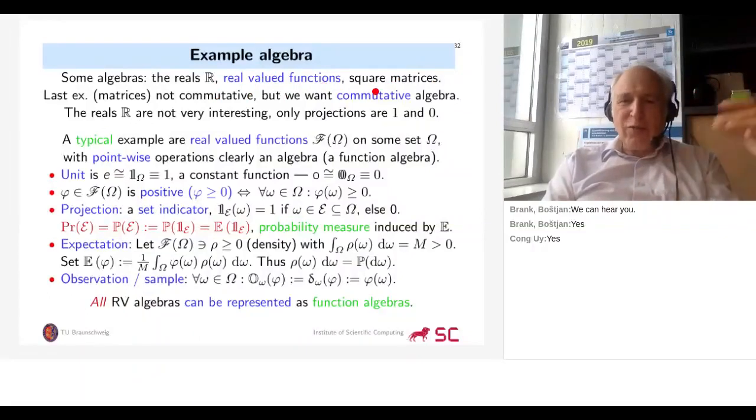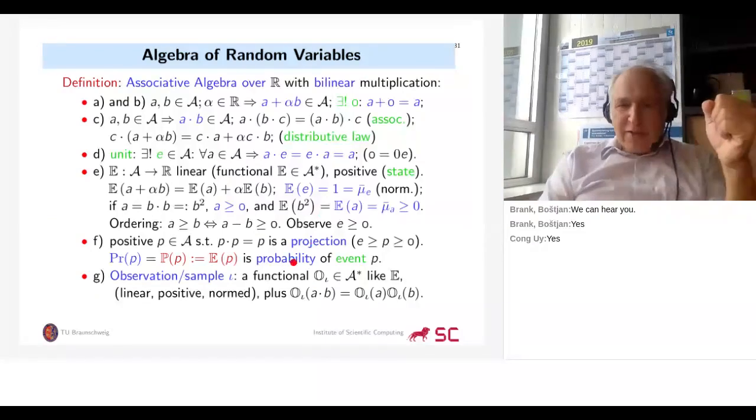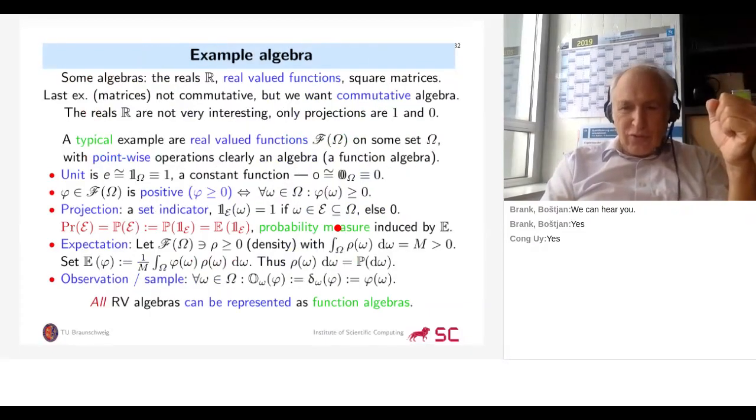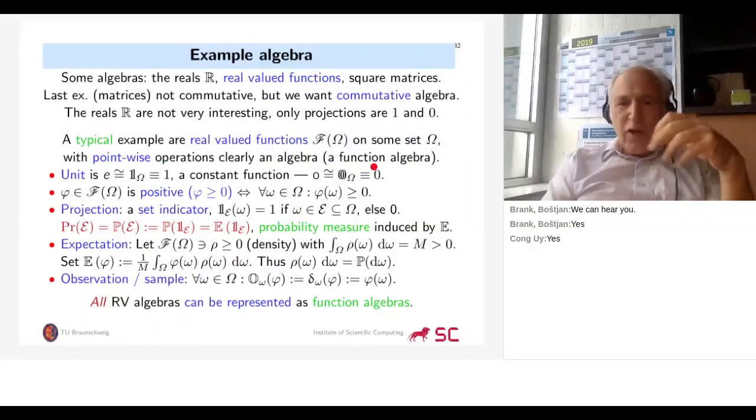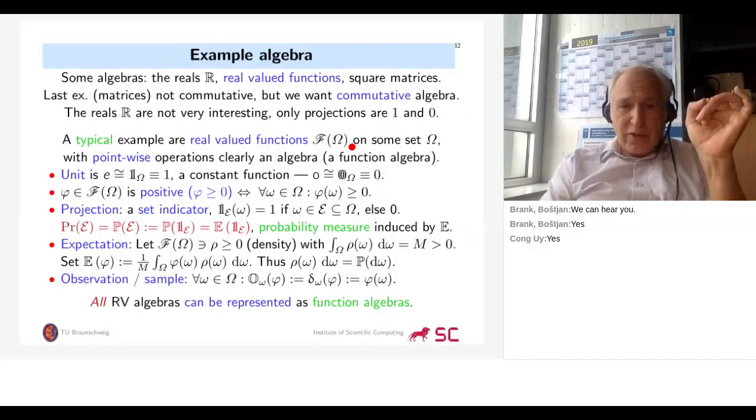That's something you need when you do quantum theory, because then this is still true, but it's not true for your random variables. Observing first random variable A and then random variable B is different than doing it the other way around. So they don't commute.